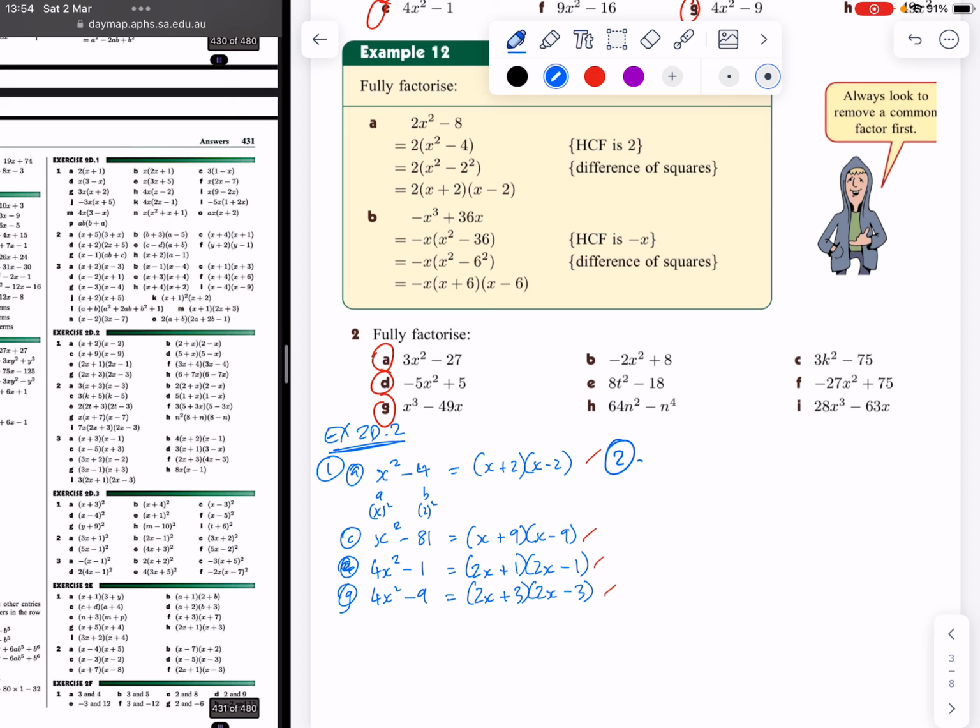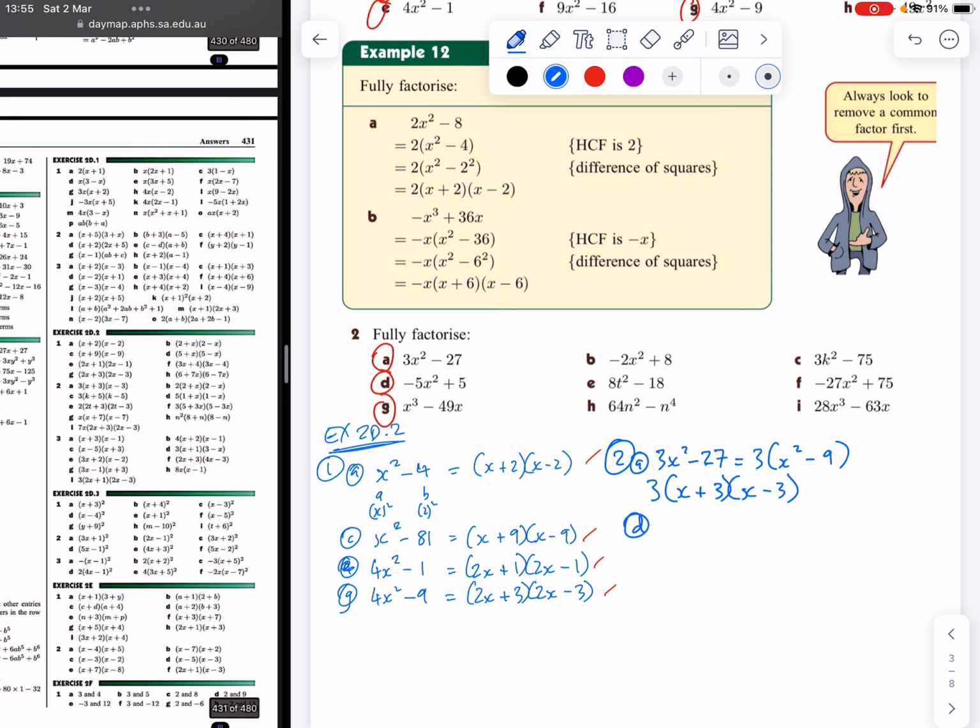Question 2, fully factorize. So now you need to try to remove common factors. 3x squared take 27: remove the 3, you've got x squared take 9 left over. Now a difference of two squares, the 3 stays the same. What do I square to get x squared? X. What do I square to get 9? 3. So it's 3 lots of x plus 3, x take 3. I'm only doing A, D, and G.